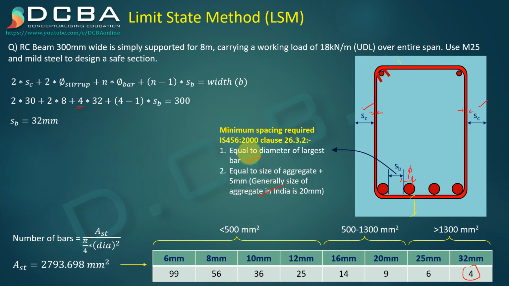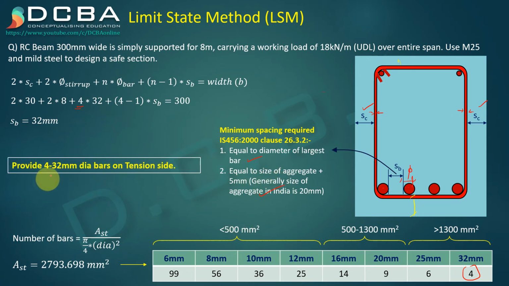So it is satisfying both this criteria and this criteria. Correct? It is equal to the diameter of the largest bar, which is 32 itself, and it is greater than 20 plus 5, which is 25 mm. So we can provide 4 bars of 32 mm dia on the tension side. Okay, so this you can try out with 25 mm also. You check whether 6 bars are fitting in one layer or not.